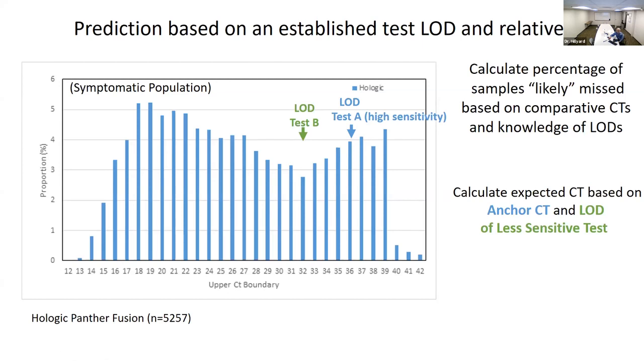if you had a test that had an LOD of 200 copies per mil, then you would have a Poisson distribution around these. This would be near the cutoff of detection, and on, 200, 400, 800. And therefore, with the confidence of the limit of detection of test B, be able to predict how many of these samples would come up or not.